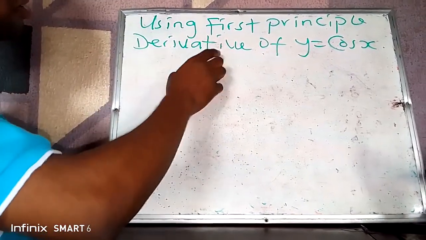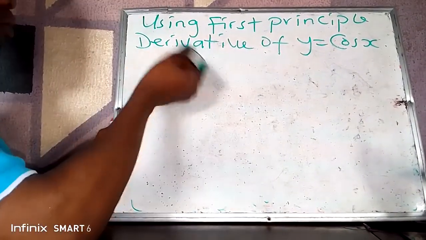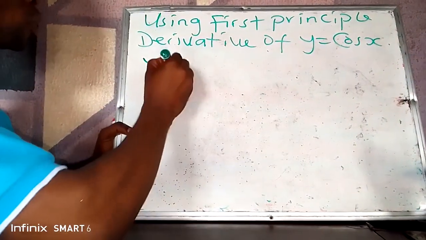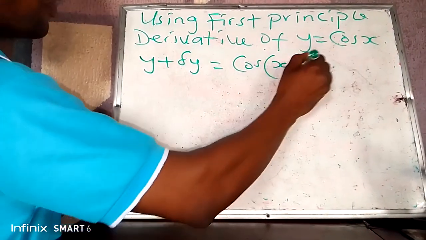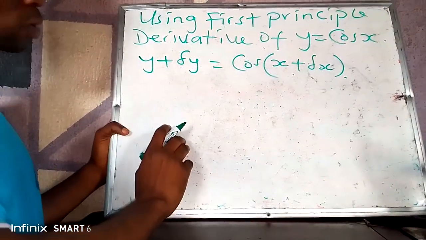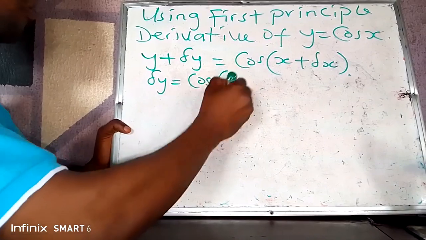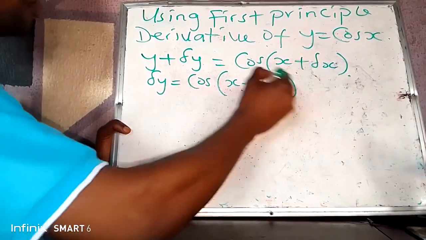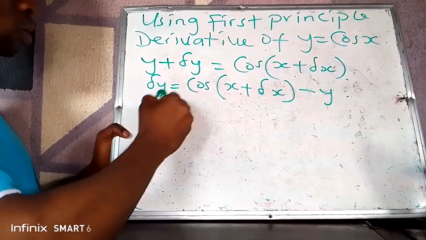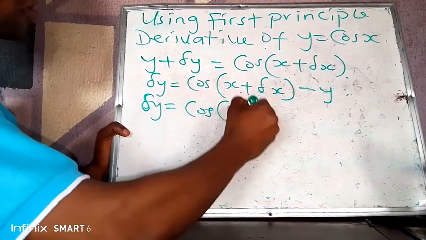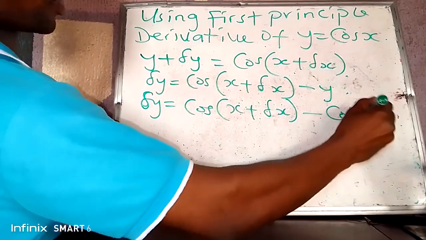We are asked to find the derivative of y equals cos x using first principle. Now, change in y will be y plus dy equals cos of x plus dx. That's the first thing. We make dy the subject of the formula: dy equals cos(x plus dx) minus y. What's y? Our y is cos x. So dy equals cos(x plus dx) minus cos x.